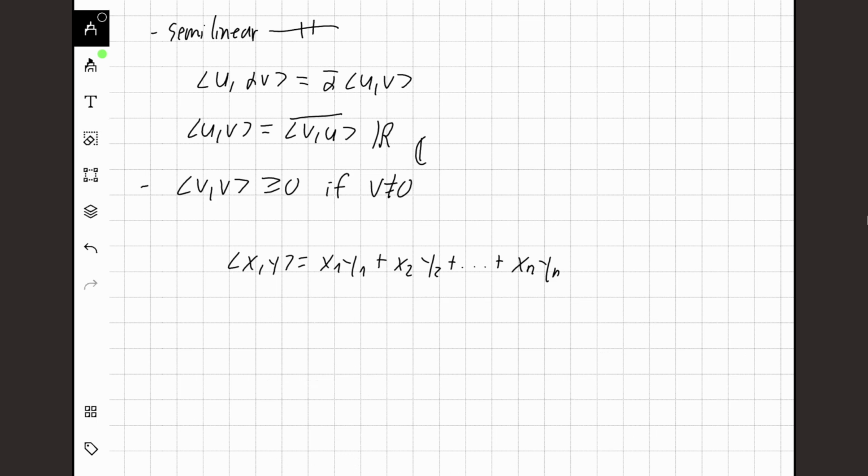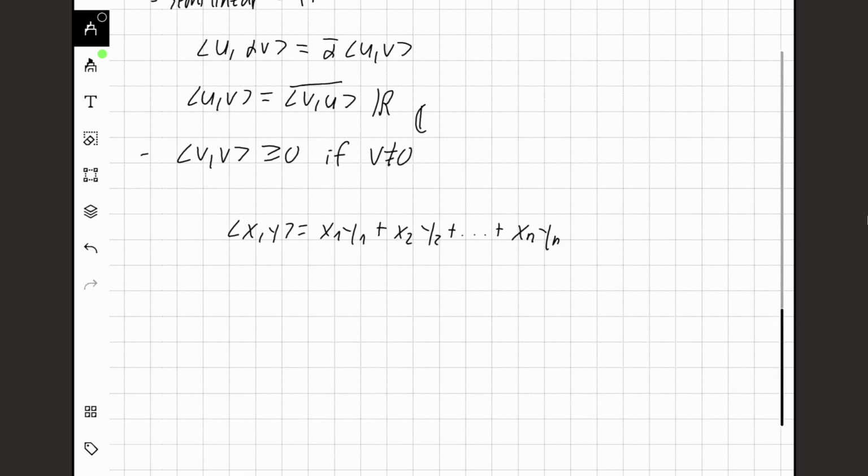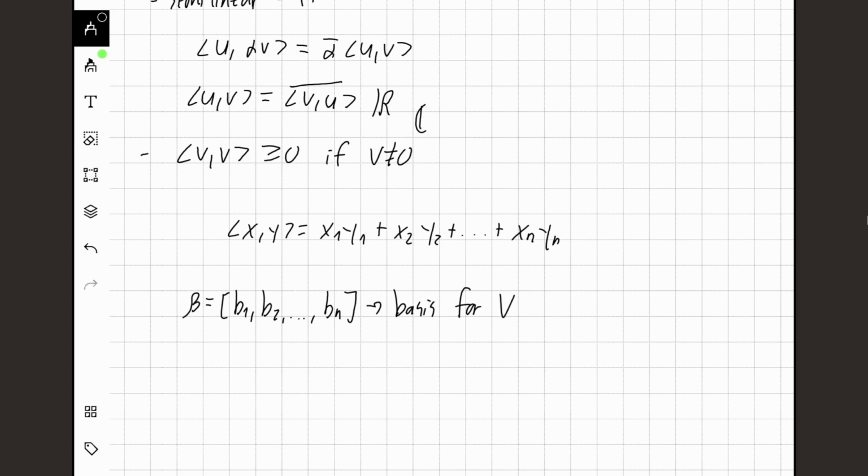Now let's imagine that we don't have an orthonormal basis, and we define our inner product like this, and let's see what happens. So first of all, let's just define a basis. We have a basis, and this basis can be b1, b2, up to bn, and this will be a basis for our vector space V.